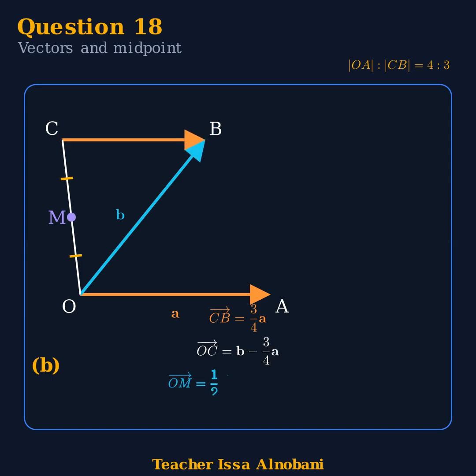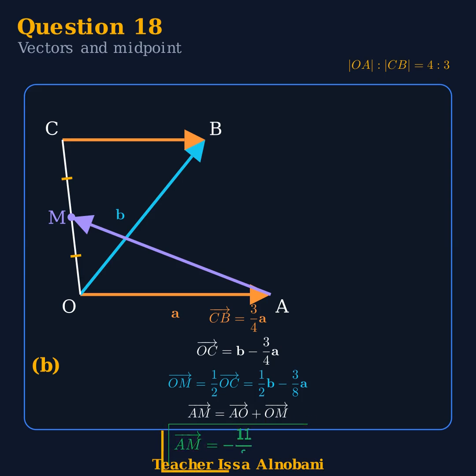Vector BC is minus 3/4 a, so OC equals b minus 3/4 a. M is the midpoint of OC, so OM is 1/2 b minus 3/8 a. Finally, AM equals AO plus OM. This gives minus 11/8 a plus 1/2 b.